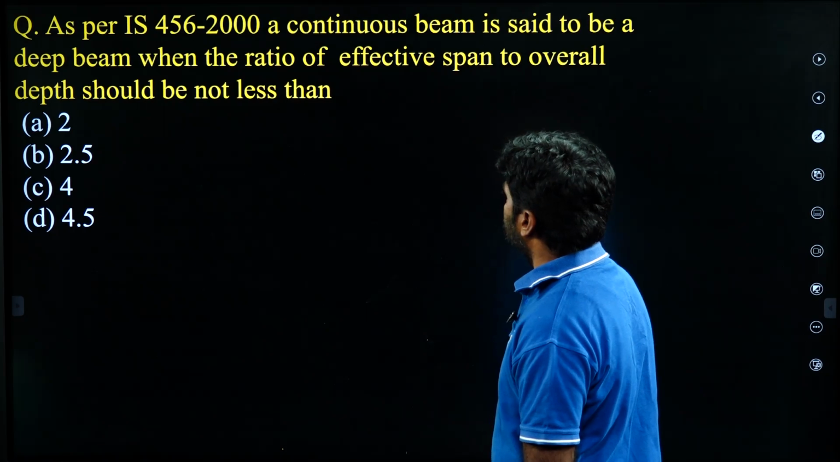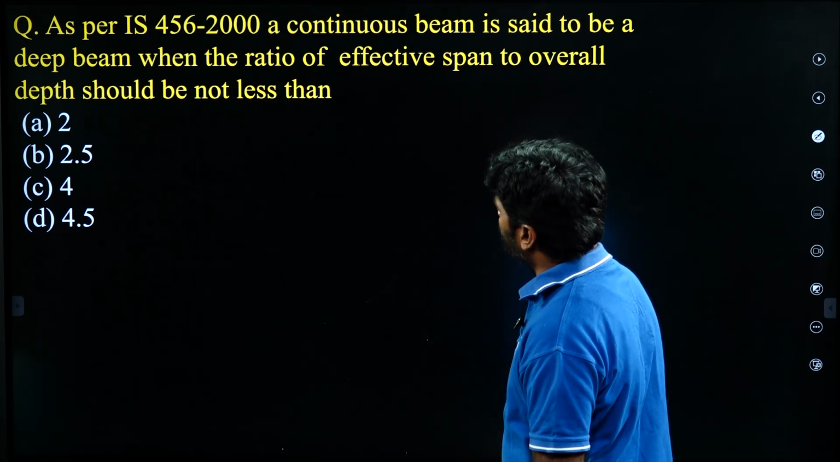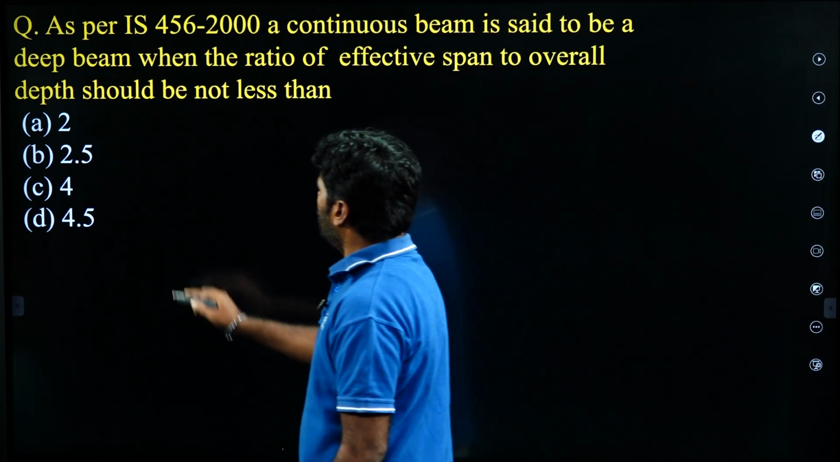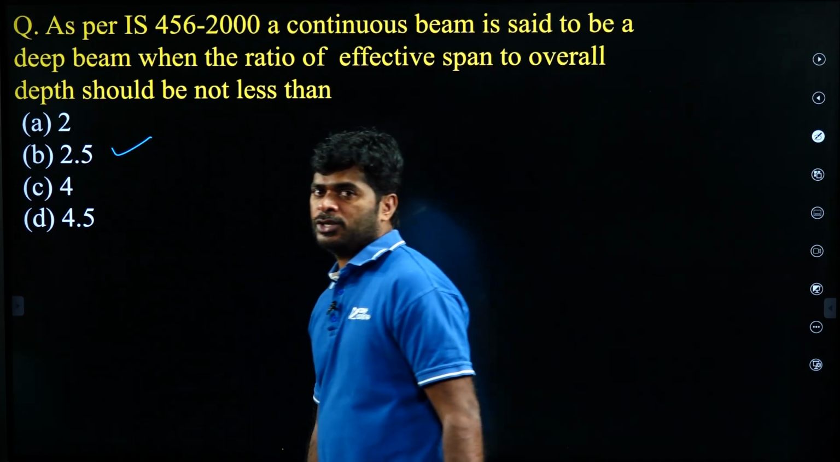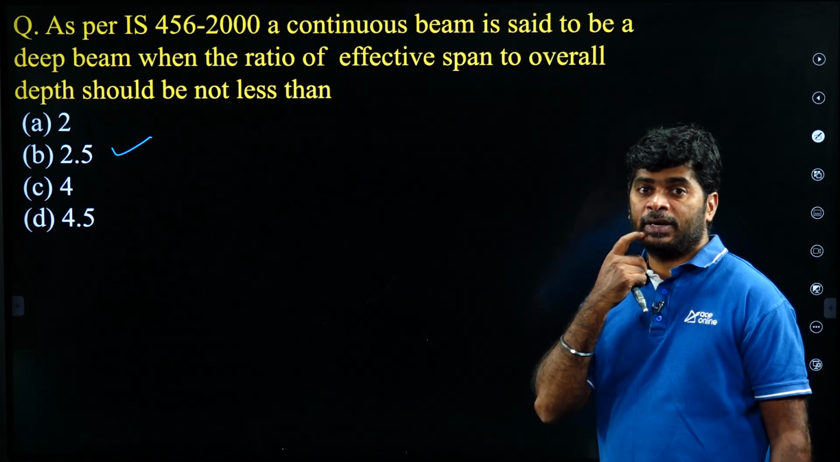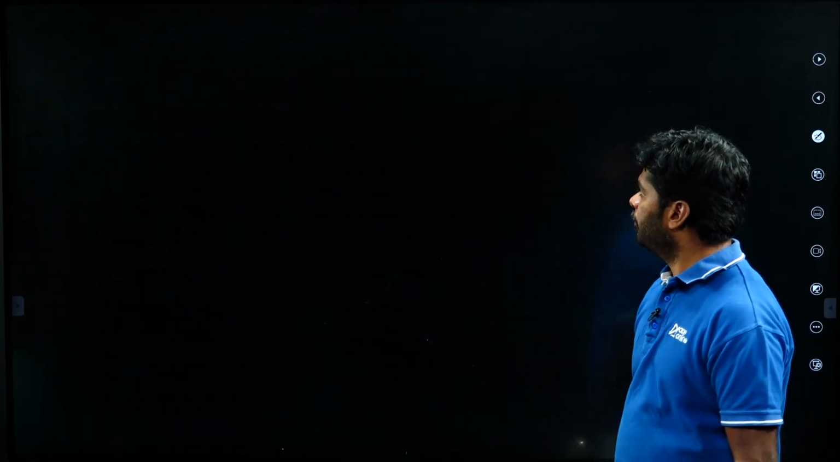Next question. As per IS 456-2000, a continuous beam is said to be a deep beam when the ratio of effective span to overall depth should not be. My dear, for continuous beam, L by D ratio not greater than 2.5, then it is a deep beam. Suppose if it is greater than 2.5, then it is a normal beam.